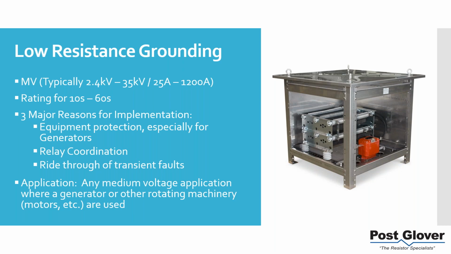In terms of application, it's essentially any medium voltage application where you have a generator, or basically you have loads on the medium voltage. That's typically where you see it. You almost never see it on transmission lines, or where there's very low probability of fault. You're usually seeing it in industrial applications where you do have those loads. So that's a synopsis for low resistance ground.